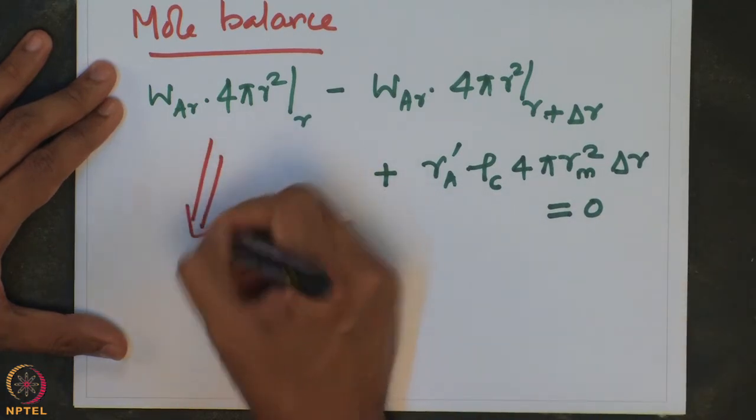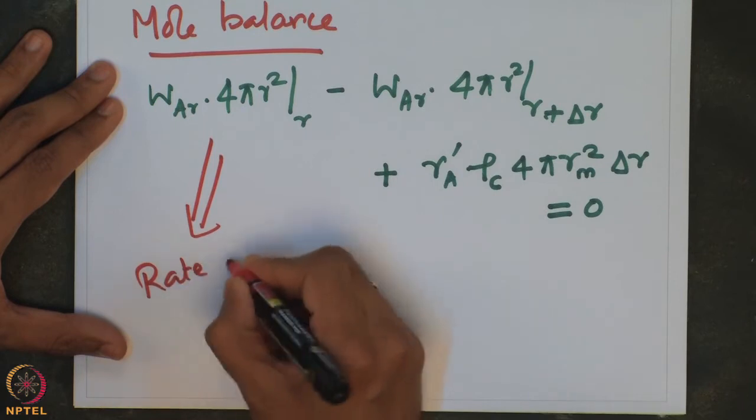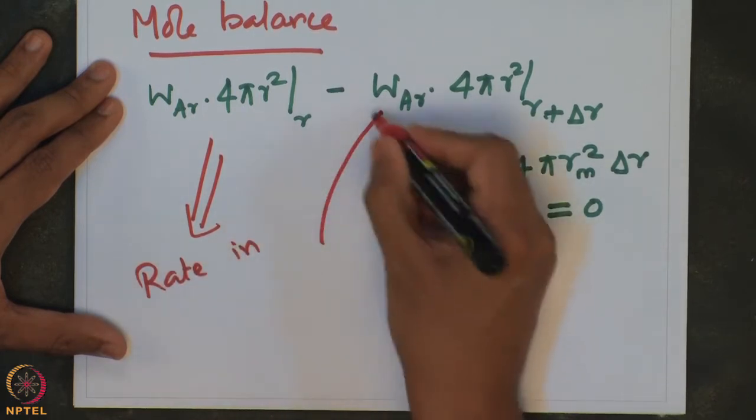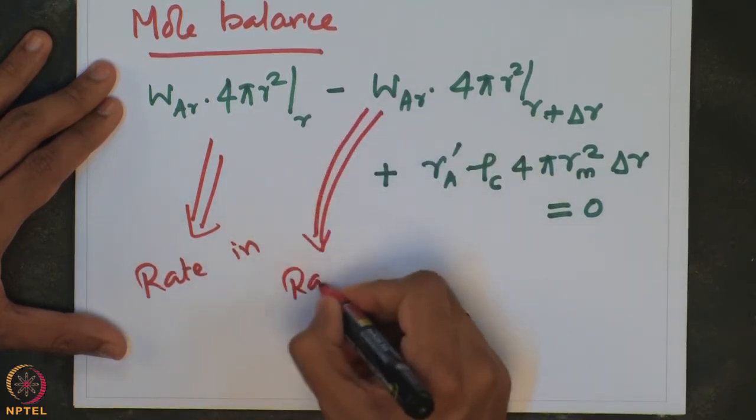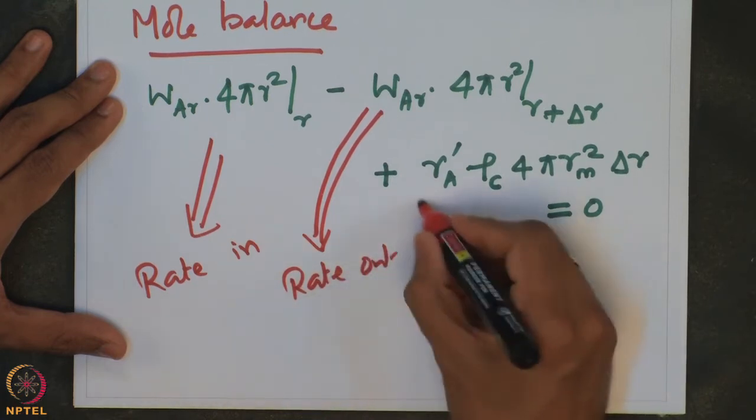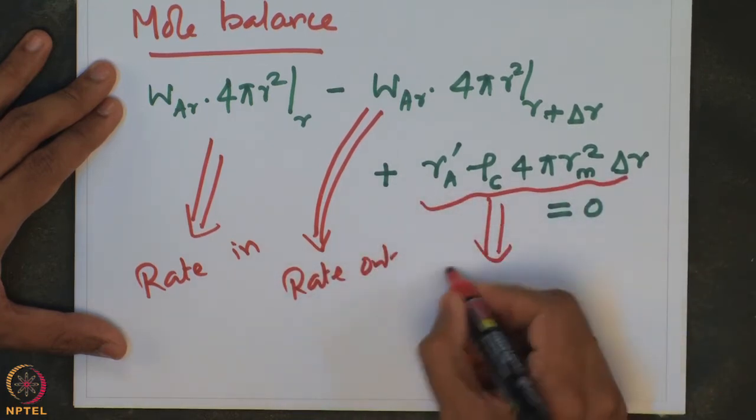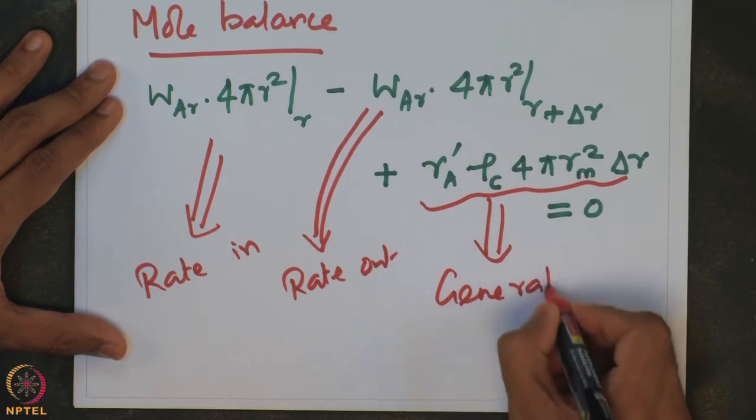So, this term is the rate in, this term is the rate out, and this term is the generation term.